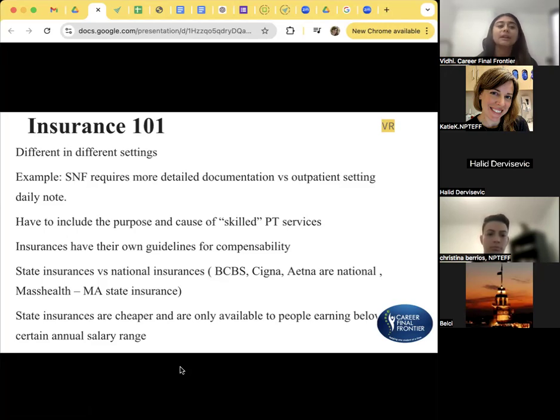State insurances are usually cheaper because, like I said, they're availed to a population which can also afford services. So they are way cheaper, but they also have guidelines that, okay, you only have so many visits that you can use for this particular patient for physical therapy services. So there are limitations to that, but they're still available.